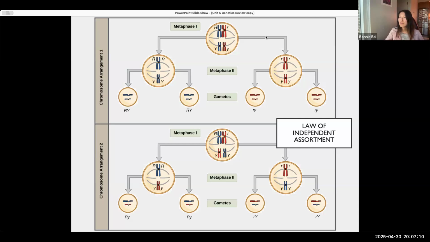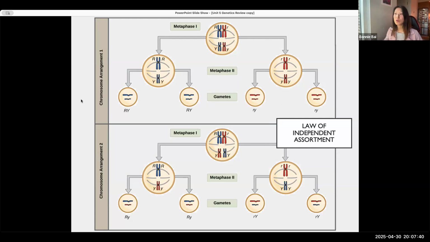Okay, so different alignments of the chromosomes. We can have this particular orientation where the paternal chromosomes are on the same side and the maternal chromosomes are on the same side, which gives you these two possible gamete outcomes. But it is still four gametes at the end of meiosis. Or with this particular orientation, you will get these four different types of gametes. So together, there are four different types of gametes overall, as well.